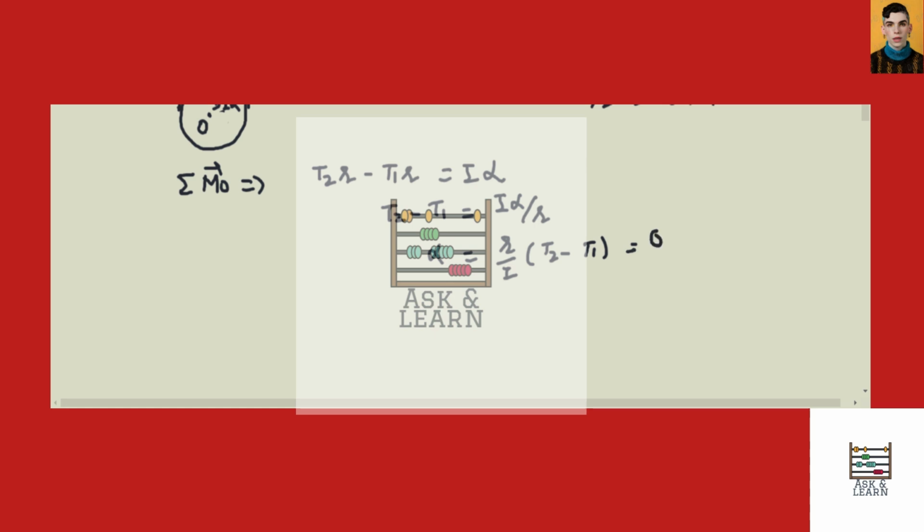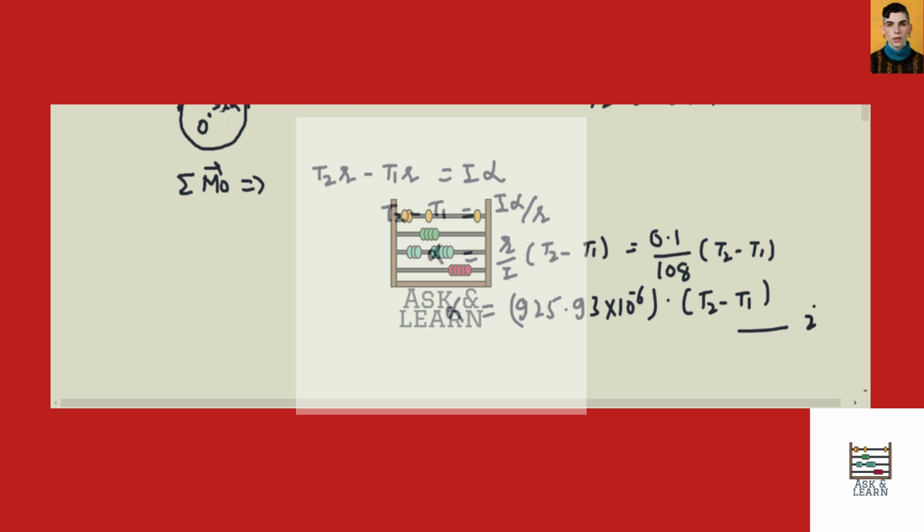R is 0.1 meter, I we have just calculated as 108, into T2 minus T1. So the angular retardation of the drum we can write as 925.93 into 10 to the power minus 6 into T2 minus T1. Say this is equation 2.